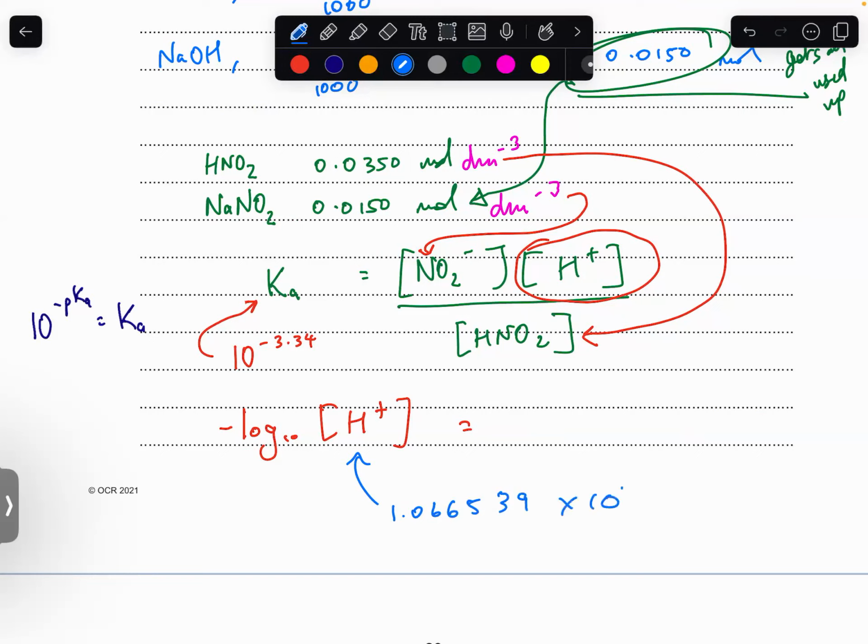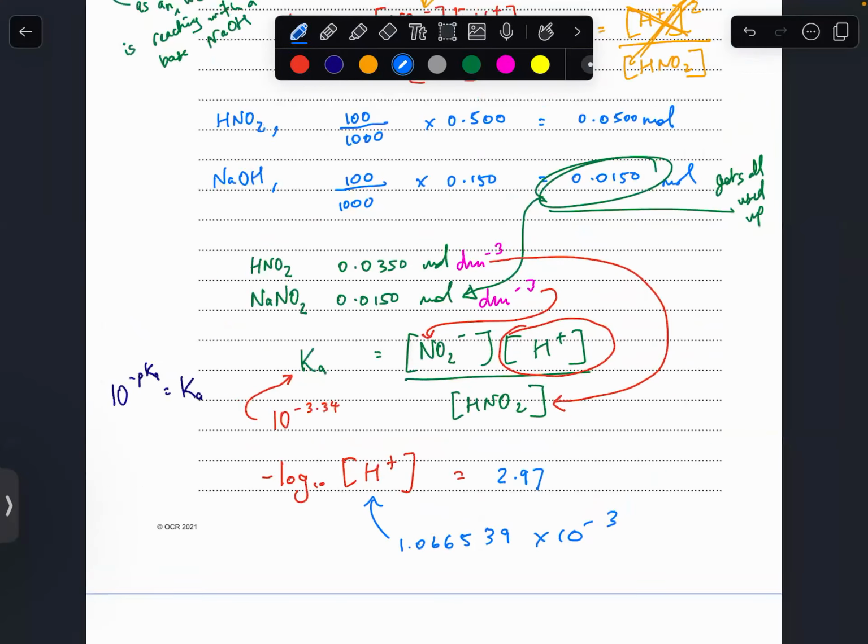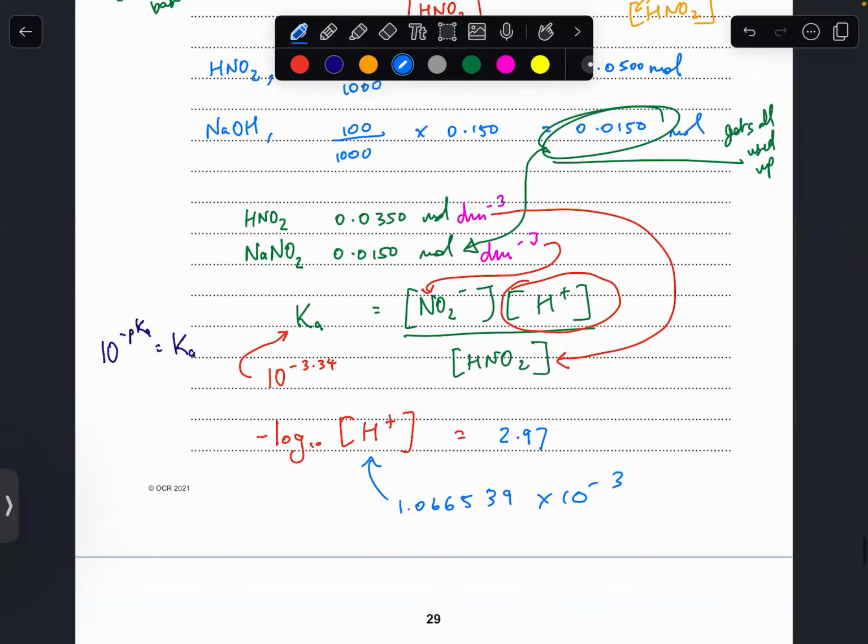1.06659 times 10 to the minus 3, and then minus log to the base 10 of the H plus concentration gives you 2.97. Yep. Let's have a look at the mark scheme. Yep, they want the pH to 2 decimal places, so be mindful of that, which makes it 3 significant figures. That's correct. Oh, we've not calculated the mass yet. Let's calculate the mass.